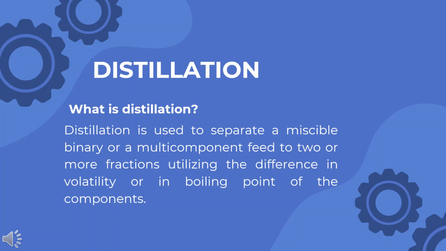What is actually distillation? Distillation is a method used to separate a miscible, binary, or multiple component feed into two or more fractions or streams by utilizing the difference in boiling point or volatility of the components. This method is mainly used to separate homogeneous fluid mixtures.